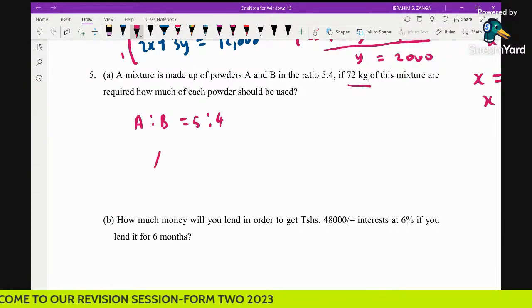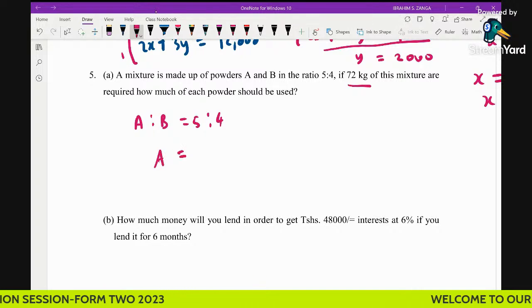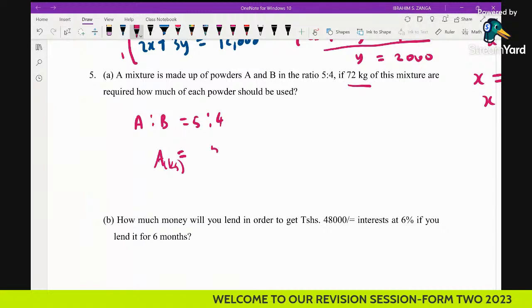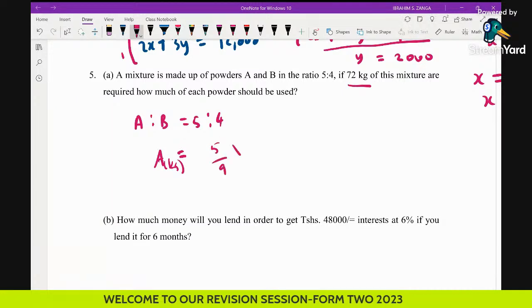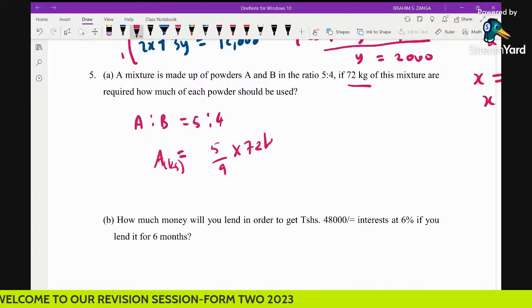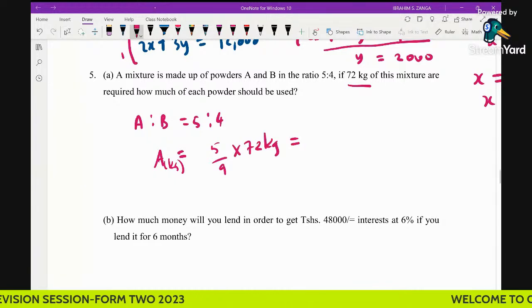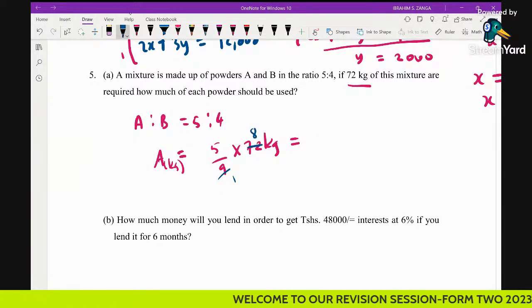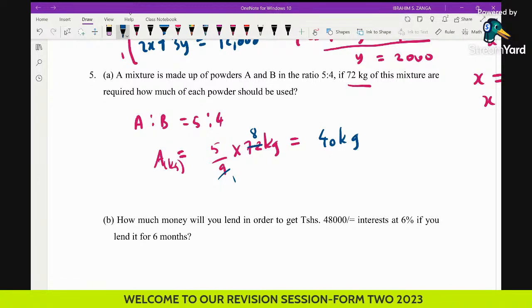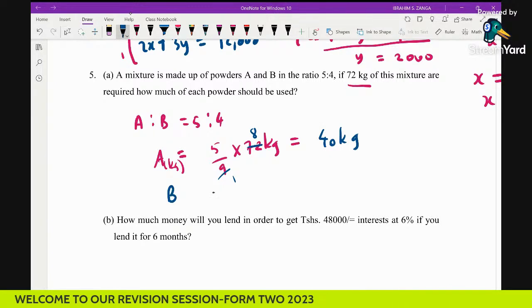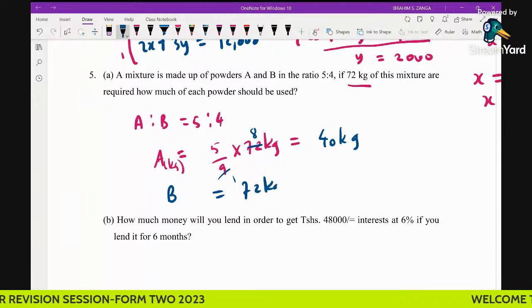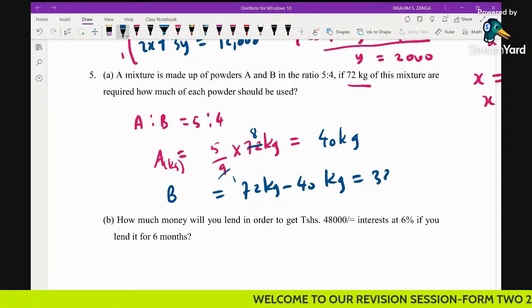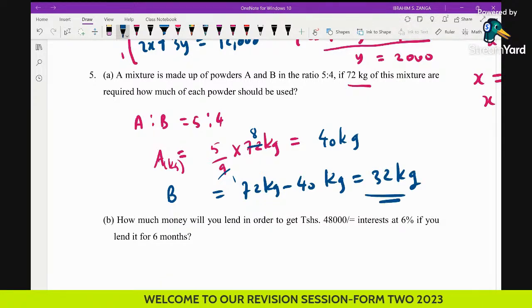So basically, kgs to be used for A will be 5/9 multiplied by 72 kgs. You get 9 times 8, you get 40 kgs. So for B, you can just take 72 kg minus 40 kg, you're getting 32 kg, dear friends.